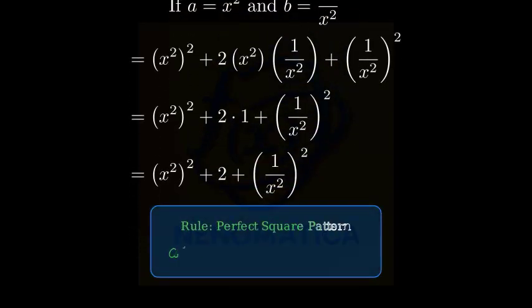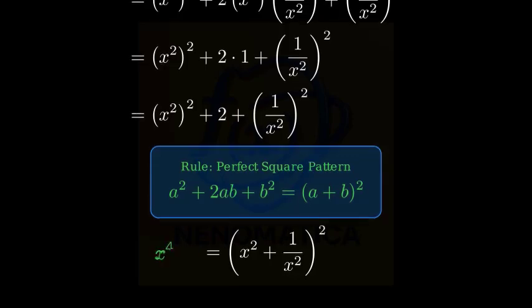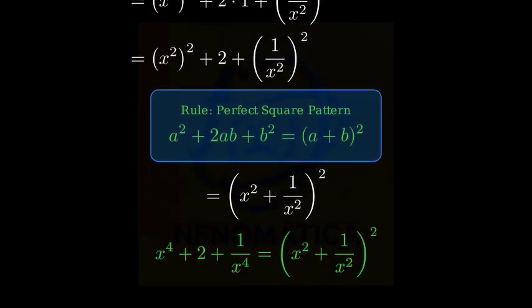Now we can recognize that this is a perfect square. Using our pattern, a squared plus 2ab plus b squared equals the quantity a plus b squared. So our expression equals the quantity x squared plus 1 over x squared, quantity squared. So our final answer is the quantity x squared plus 1 over x squared, quantity squared.